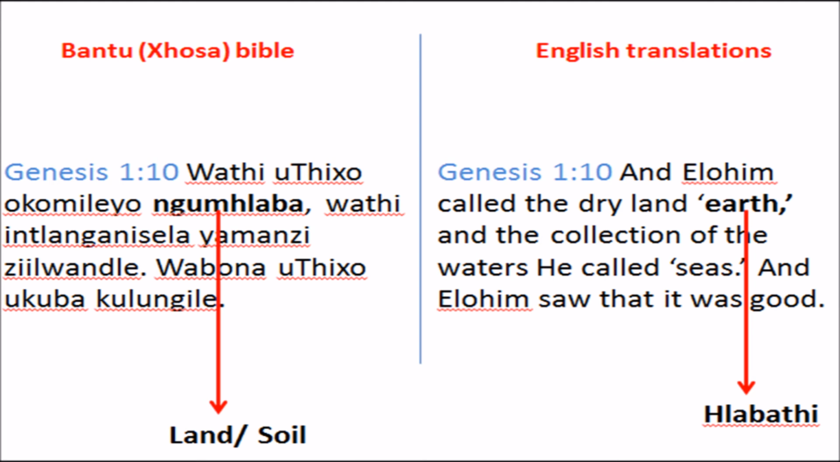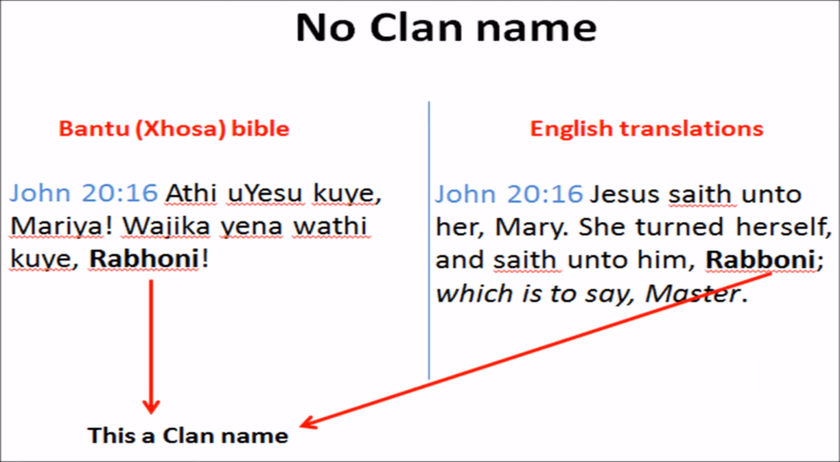He didn't make a mistake there, because that's the original text. But now the problem is, Mhlaba is a lot of things. It is earth, and it is also soil, depending on the context. Okay? But anyway, let's move on to another one.